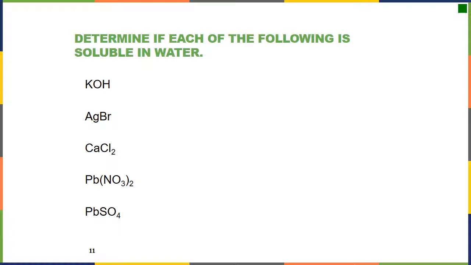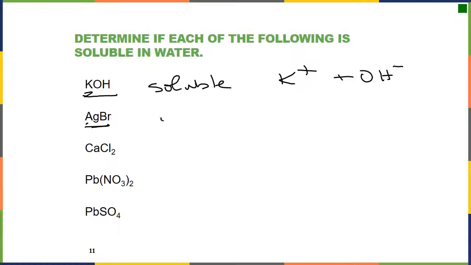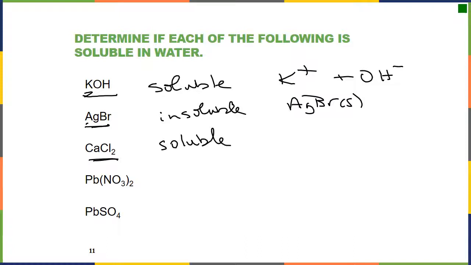So soluble or insoluble, KOH, this contains group 1, therefore this is soluble. And let's make sure we know that when we put this in water, it's going to break up into K plus and OH minus. Silver bromide. This is one of the insoluble compounds of bromide. It is going to be insoluble. And when we have silver bromide in water, it is going to be AgBr as a solid. Calcium chloride. This happens to be one of the chlorides that is soluble. Therefore, it's going to break up into calcium plus 2 chlorides.